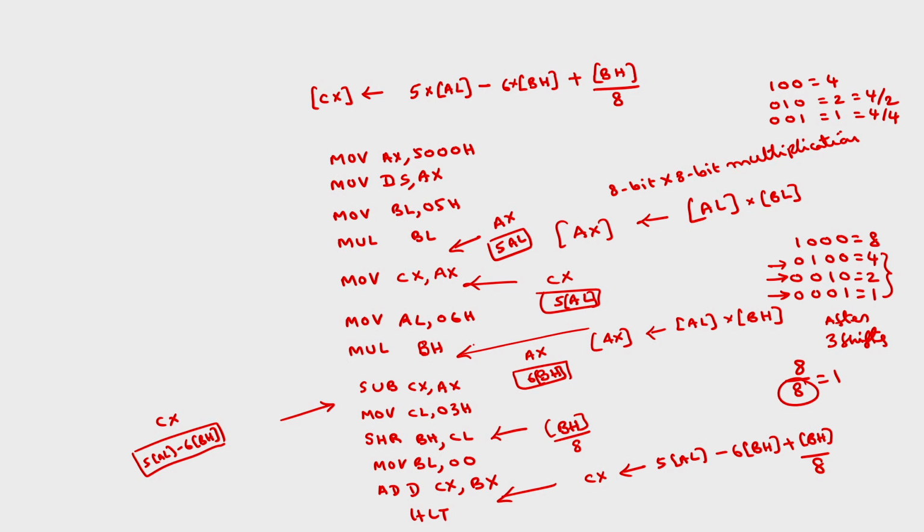So, this basically involves multiplications and divisions, but division we are not going to perform using the division instruction, because this is a power of 2, we are going to implement it by using a shift operation. This is the program to compute this.